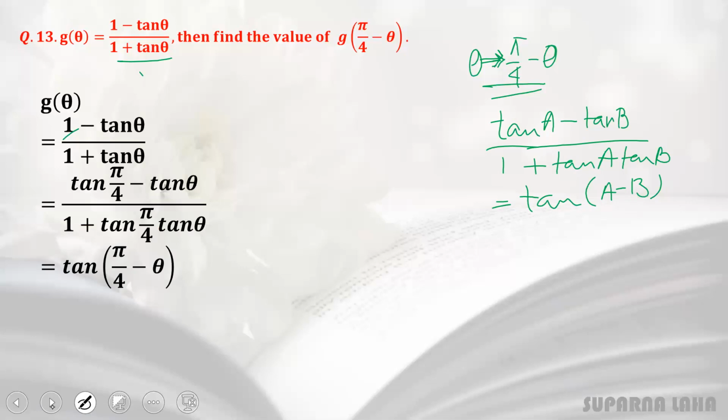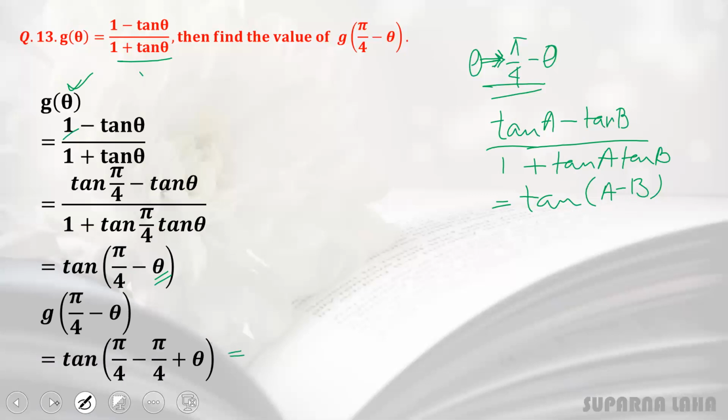Now if I put pi by 4 minus theta in the place of theta, then G of pi by 4 minus theta is tan of pi by 4 minus pi by 4 plus theta. So that will be only tan theta. So this is the answer. So moving to the next.